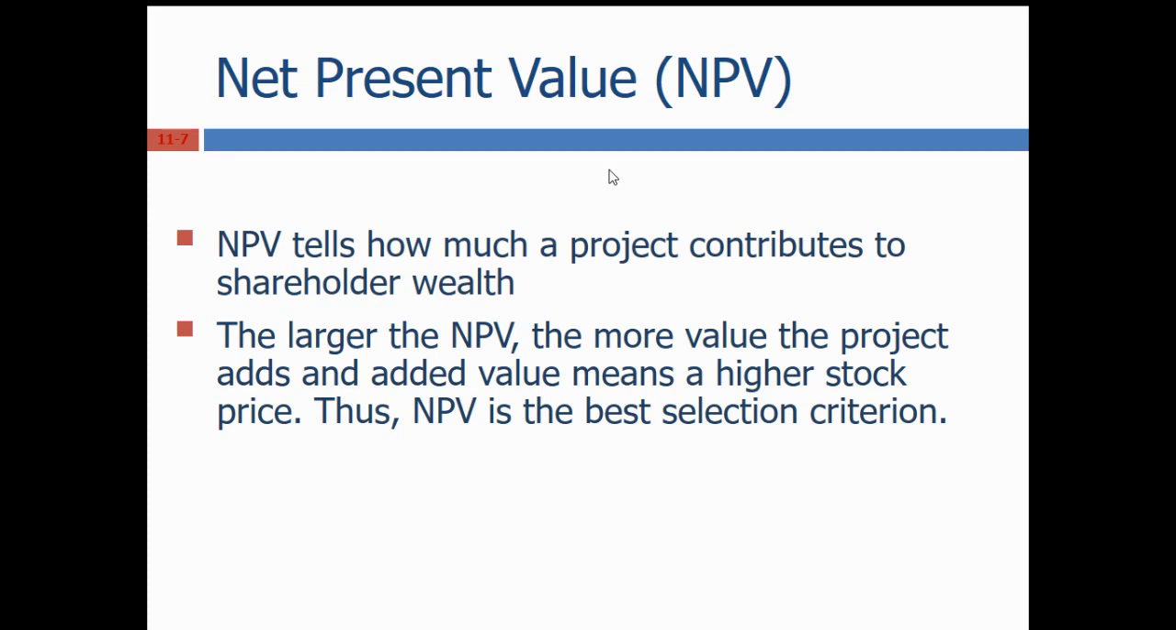Okay. So NPV tells how much a project contributes to the shareholders' wealth. All right. So if you're calculating for a project, and let's say at the end of the day your NPV is 500,000, that means your company's wealth, or shareholders' wealth, will increase by 500,000. All right. So that's how granular the way you calculate the return. All right. The larger the NPV, the more value the project adds, and added value means higher stock price. Thus, NPV is the best selection criterion.